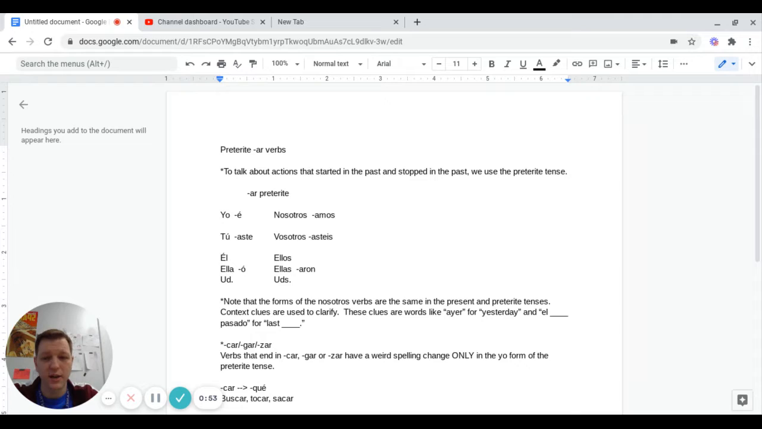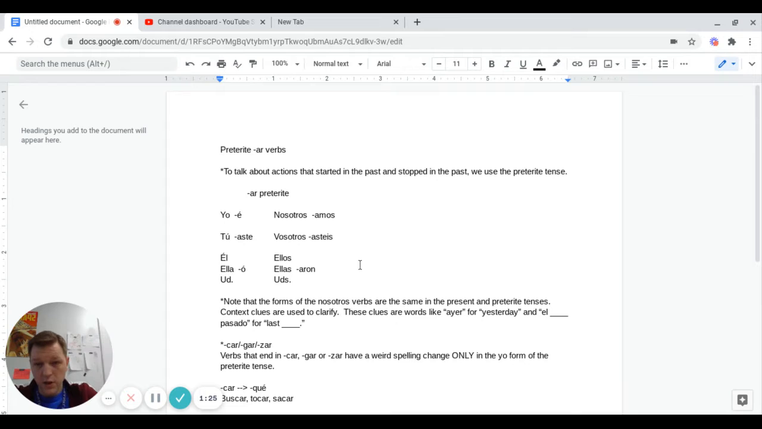Let's take a look at the forms of the AR preterite. Make sure you're taking notes along with me, please. So here are the endings. The yo form ends in é. Take a look at these accents. The yo form and the él/ella/usted form have an accent, and it becomes super important. So the yo form ends in é, clase, é. The tú form ends in aste. The él/ella/usted form ends in ó. The nosotros form ends in amos. The vosotros form ends in asteis. And the ellos, ellas, ustedes form ends in aron.